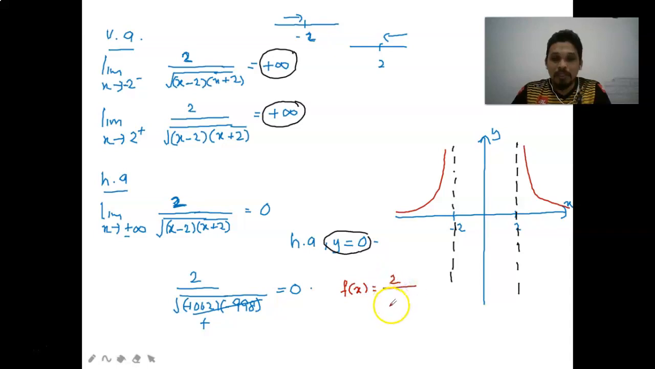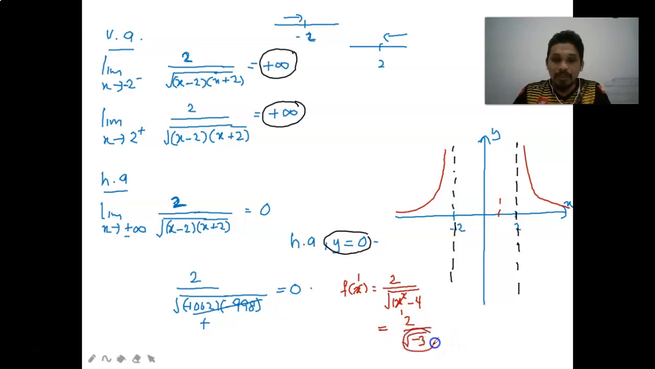This is the function f(x) equal to 2 divided by the square root of x squared minus 4. So let's say if I choose a value of x equal to 1. So 1 squared equal to 1, and 1 minus 4 gives 2 divided by the square root of negative 3.